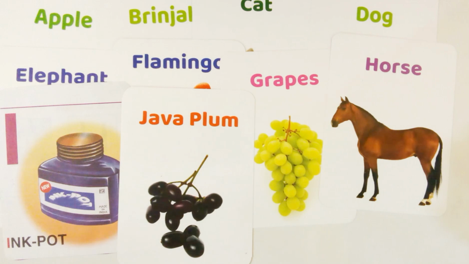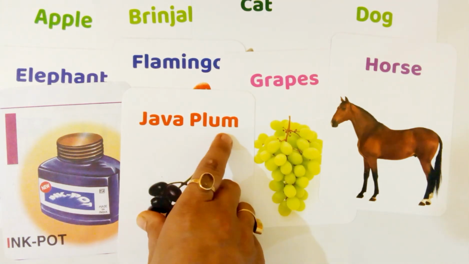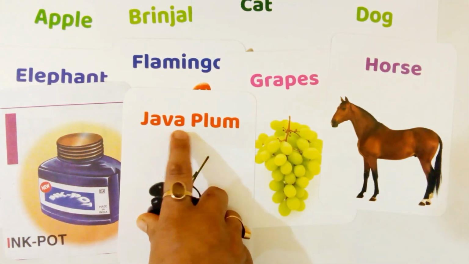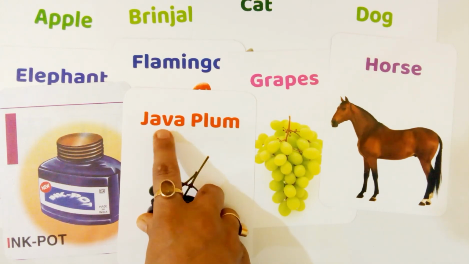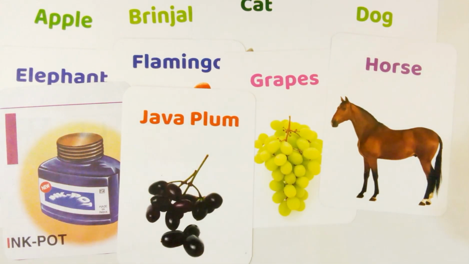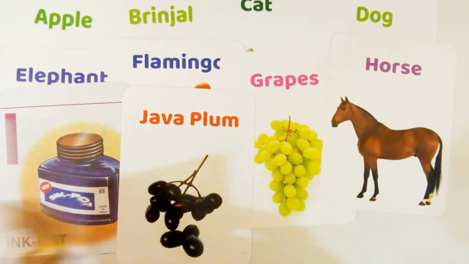J for Java plum. J-A-V-A-P-L-U-M, Java plum. This is Java plum.